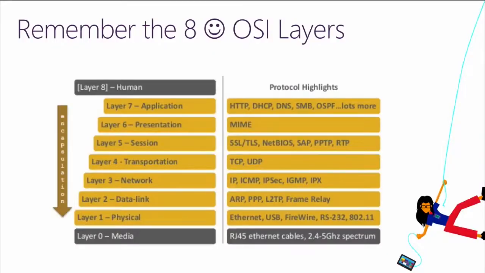To be honest, it's not what you learn in school. First of all, the human layer, the 8th layer. Then we have the application, presentation, session, transport, network, data link, and physical layer. Okay? And we have the protocol highlights. So, network forensics involves everything you see here, and each layer has associated protocols that you have to work with.